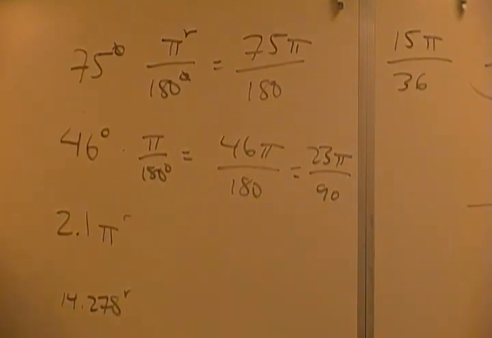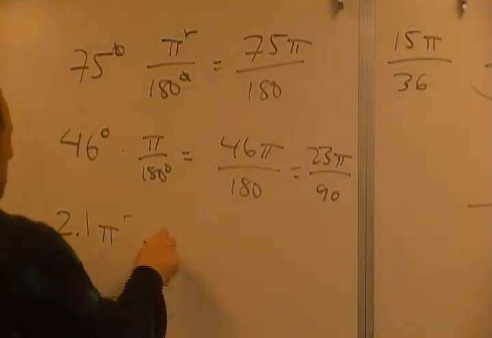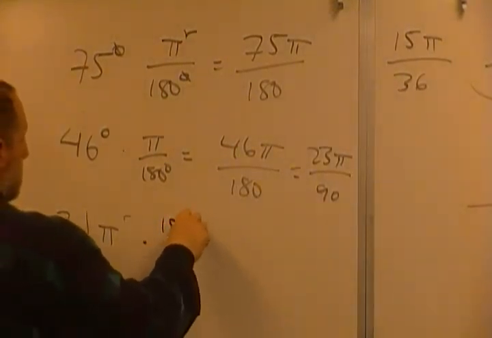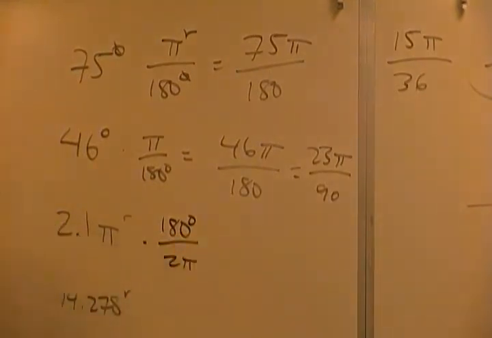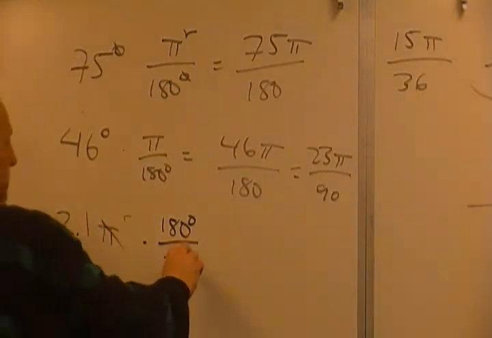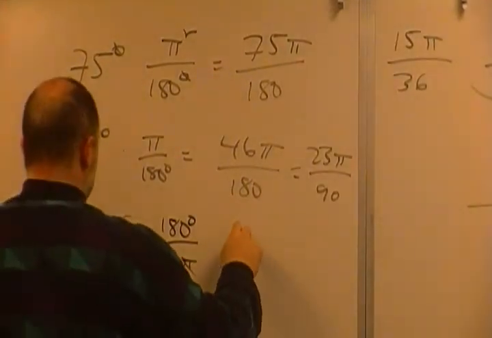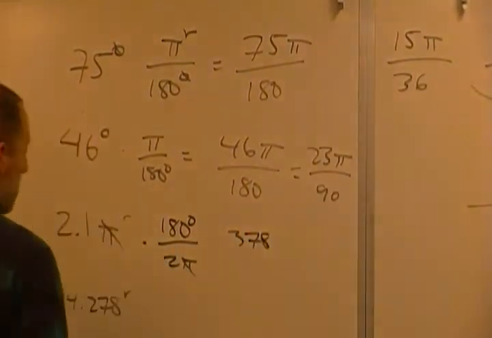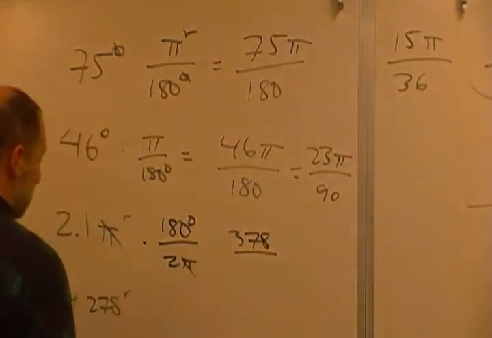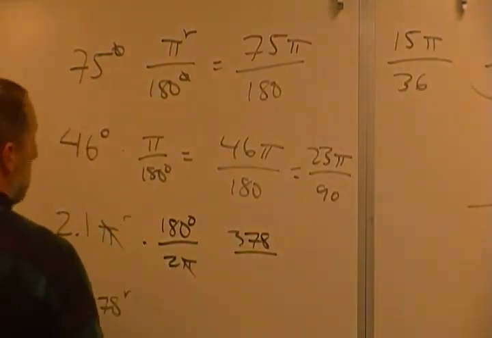Now we go from radians to degrees, so we're going to multiply this by 180 degrees over pi. Conveniently, what cancels? Pi. The pi cancels, which is convenient because it's a messy decimal. So we're going to get 2.1 times 180, so that'll be, what, 360 and 18? 378. So we get 378 degrees.